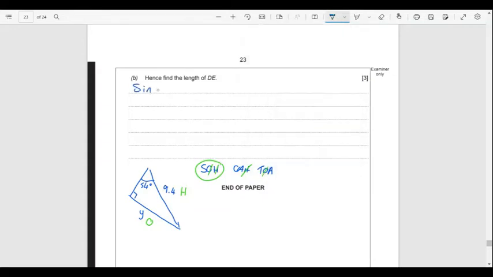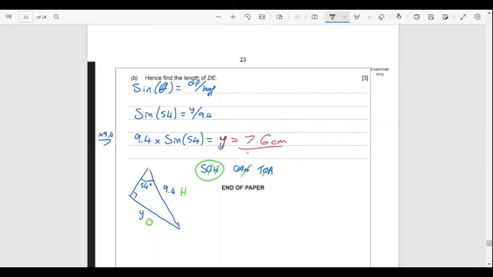Sine of an angle is equal to opposite over hypotenuse. And we know the angle: sine 54 is equal to opposite, which is y, over the hypotenuse, which is 9.4. Now, the opposite of dividing by 9.4 is multiplying by 9.4. So 9.4 times sine 54 is equal to y. That gives me, to finish off, y is equal to 7.6 centimeters, rounded to 1 decimal place.